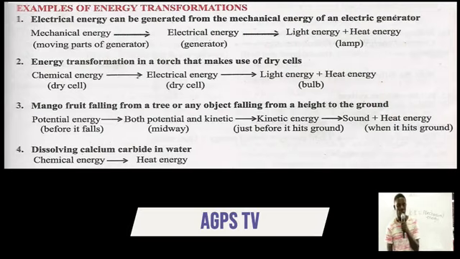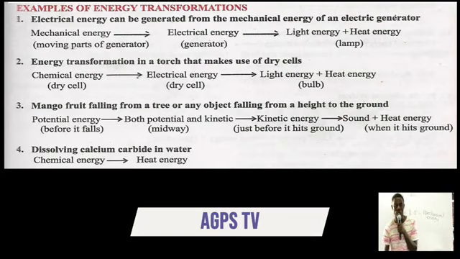Energy transformation in a torch makes use of a dry cell. So this one too is explanatory. We have the chemical energy. The dry cell contains the chemical energy. Then the chemical energy in the dry cell will be converted to electrical energy. Then you go to light energy plus heat energy. That is the bulb.